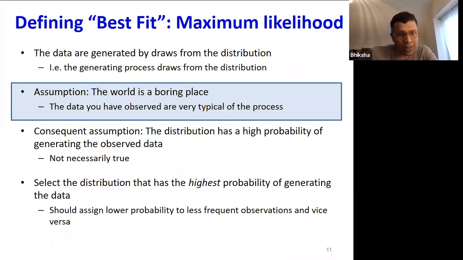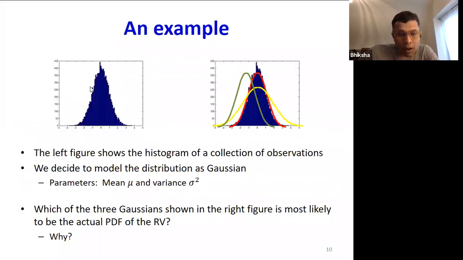First, we are assuming that the data are generated by draws from the distribution. And the second one, the most important assumption here that we make, is that the world is a really, really boring place. It means that everything that you observe is very typical. There's nothing unusual about what you have observed. And so the consequence of this assumption is that the data that you got is typical of the distribution.